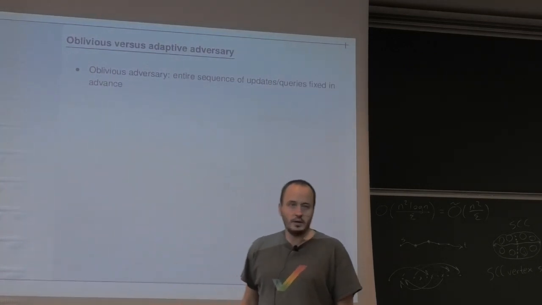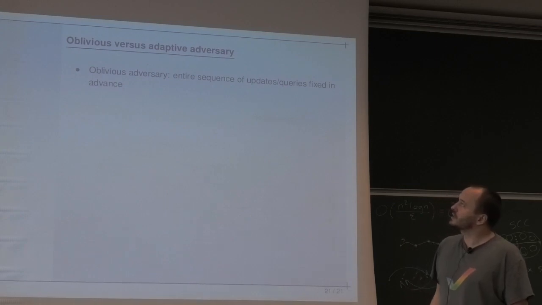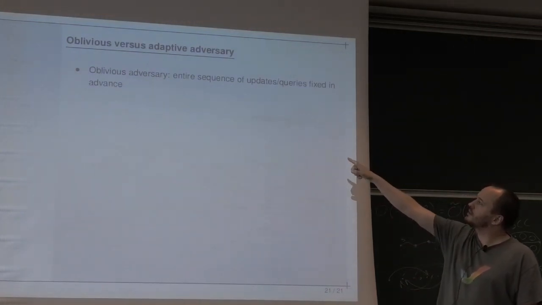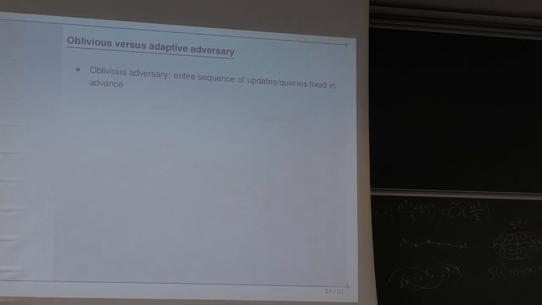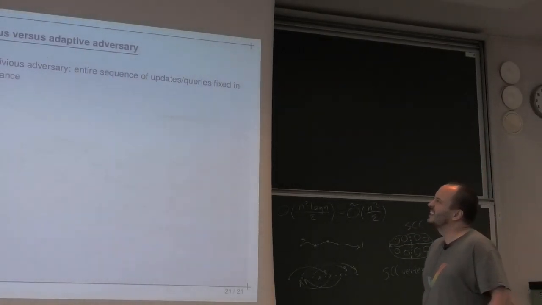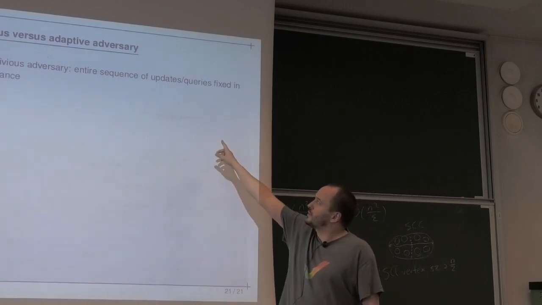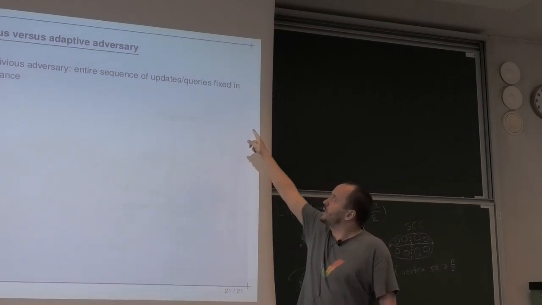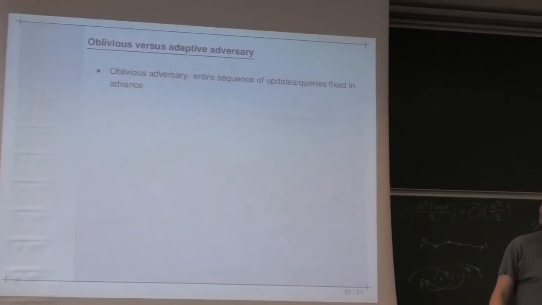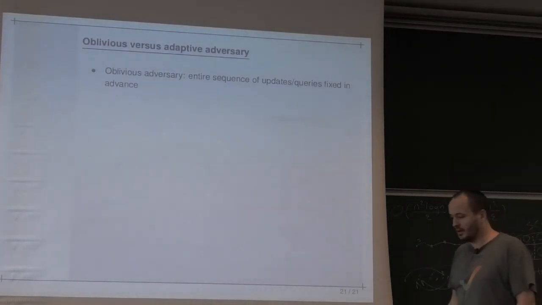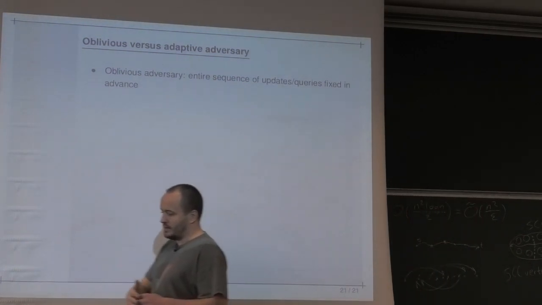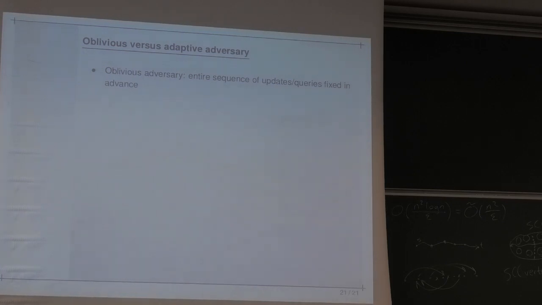So in dynamic graph algorithms, we look at 2 types of adversaries typically. There's another one, but we'll just focus on these. So an oblivious adversary, there are 2 ways to think of it. Either the entire sequence of updates and queries is fixed in advance, so before the first update and query, the user has to decide exactly what queries and updates to do. And then it cannot adapt to the outputs from the data structure, so in the online setting.